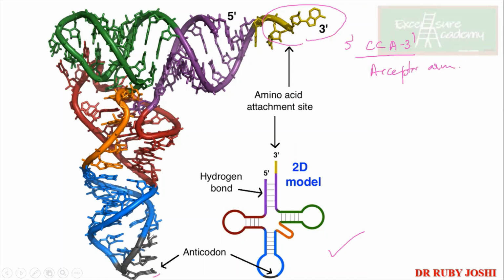Then we have the anticodon region. Then of course we have the dihydrouridine group. Here is the pseudouridine group and the variable loop of your tRNA.